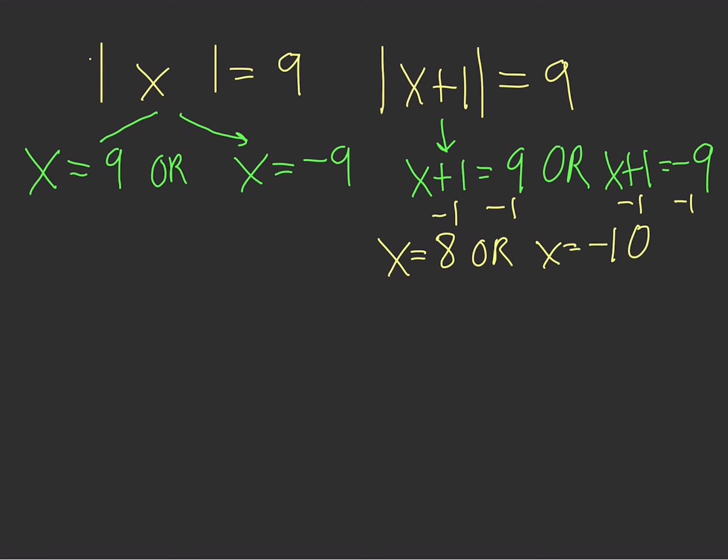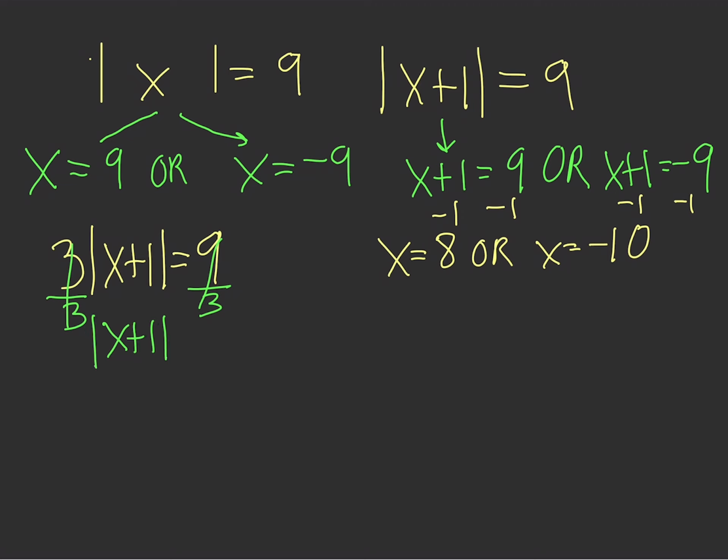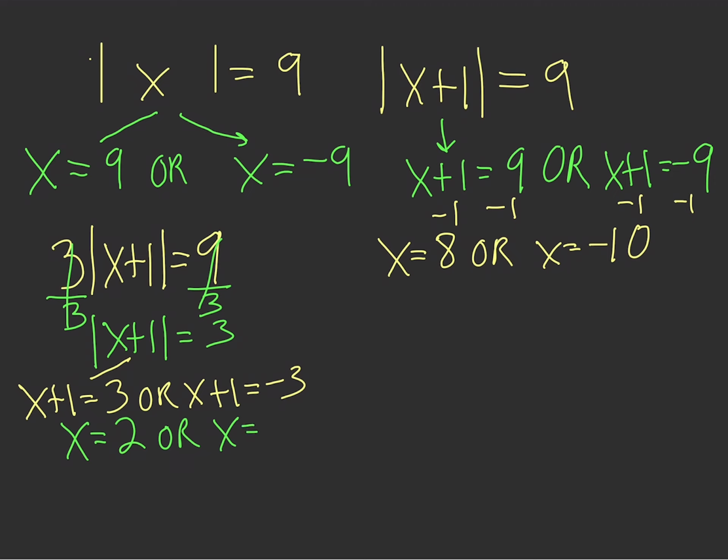Taking the idea even further here, let's say that we have put a 3 in front of the absolute value first, and we still have the rest of the same thing that we've been working with. Well, here you want to divide both sides by 3. So you end up with the absolute value of x plus 1 is equal to 3. Then we do the same process, where we write x plus 1 is going to be equal to straight out 3, or x plus 1 is going to equal negative 3. And then we will solve, and we'll get x equals 2, or x equals negative 4.